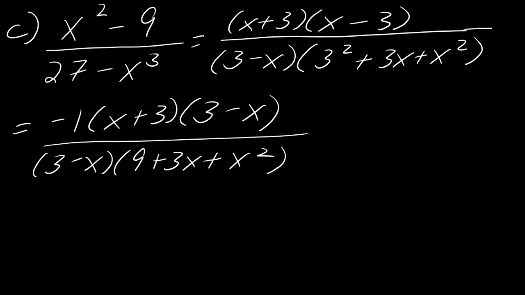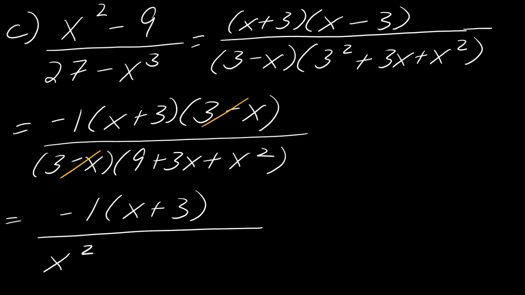So now I can cancel out these 3 minus x's, and I'm going to be left with -1 times x plus 3. I like writing the x squared first, so I'm going to write x squared plus 3x plus 9. And that's as good as that gets. I don't have to have a -1 here if I don't want to. I could just call this a negative. I could also distribute it inside, but I'm just going to leave it as is for now.